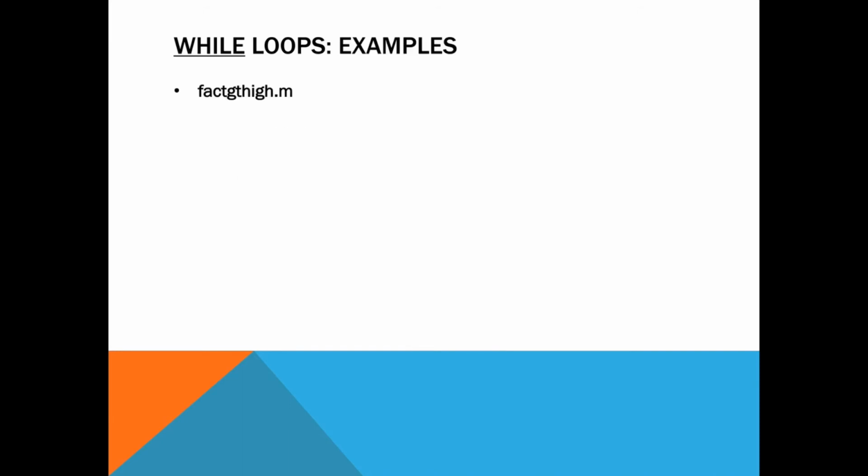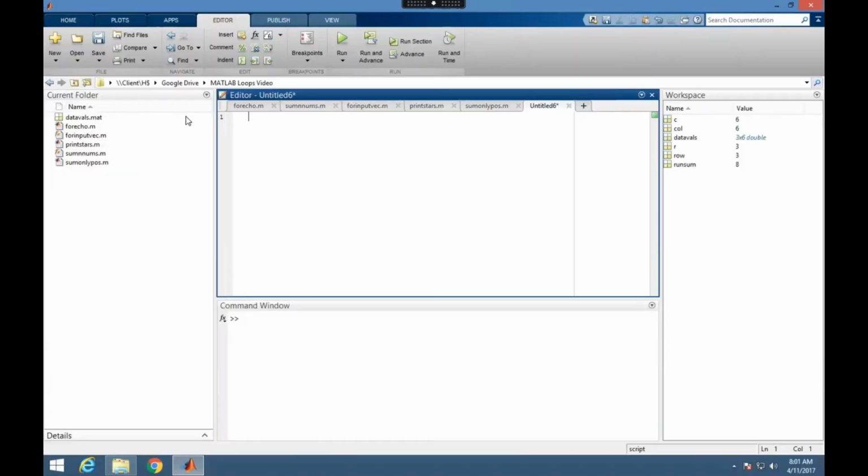The first is going to be called fact gt high. This problem is going to be a function: fact gt is equal to fact gt high of high. The comment for this is that fact gt high returns the first factorial value which is greater than the input number. And the format, of course, is fact gt high of some input integer.